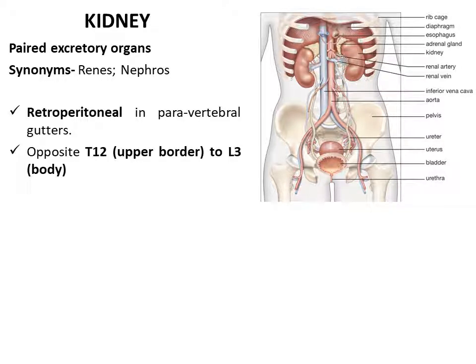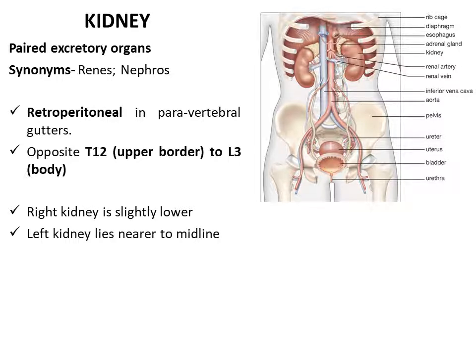the kidneys. These are retroperitoneal structures, that is, the anterior surface is covered by peritoneum, whereas the posterior surface lies on the posterior abdominal wall on either side of the vertebral column in depressions known as the paravertebral gutters. They extend from the upper border of the 12th thoracic vertebra to the body of the 3rd lumbar vertebra.